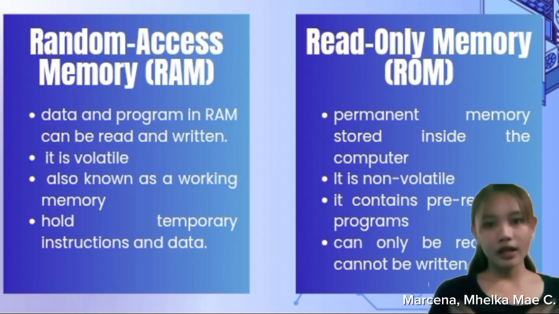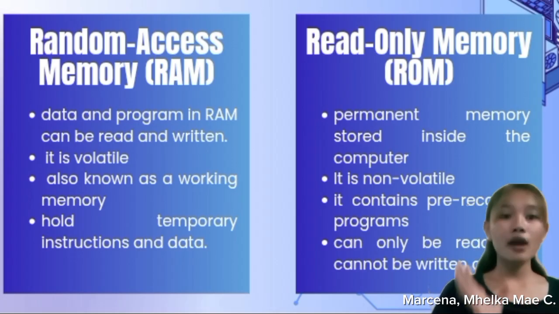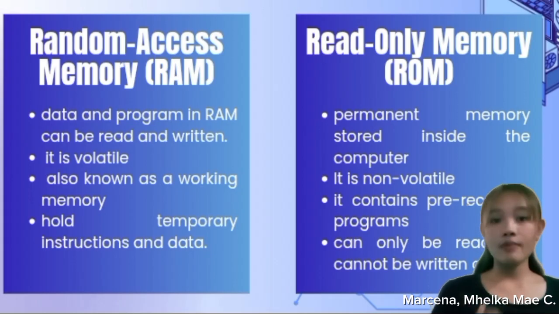So, quick recap. RAM is a temporary, volatile, read and write, working memory, while ROM is permanent, non-volatile, read-only, and holds pre-recorded programs.